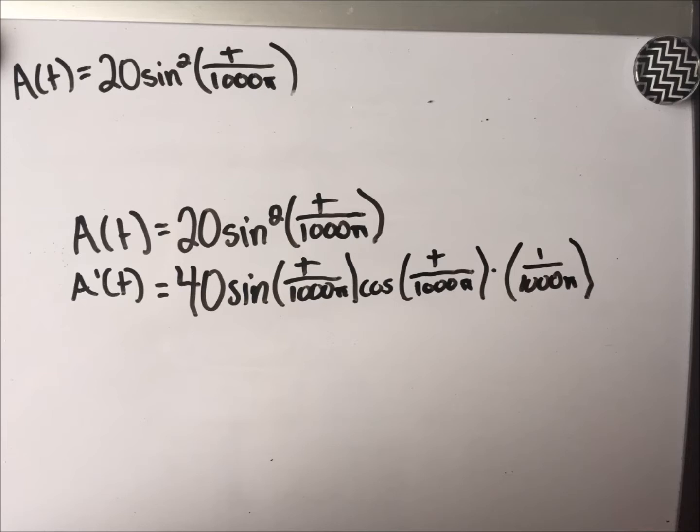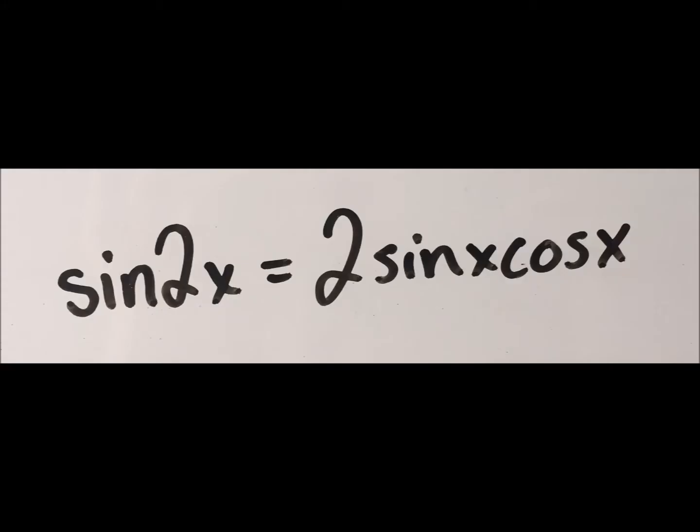The chain rule then gives me the multiple of cosine t over 1000 pi, and then I do this again for the inside of the brackets and get a multiple of 1 over 1000 pi. A crucial step is simplifying the equation, and a trig identity is the best way to do that.